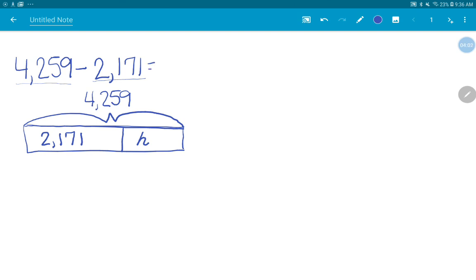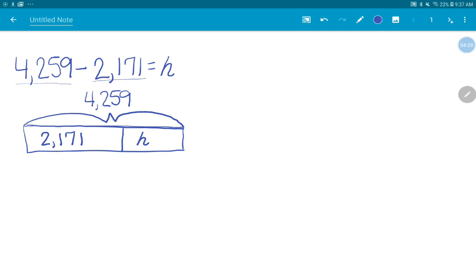So I could represent my problem as 4,259 minus 2,171 equals H. I know I'm solving for the missing part. I know the total. I know one of the parts, and I need to find out what the other part is.